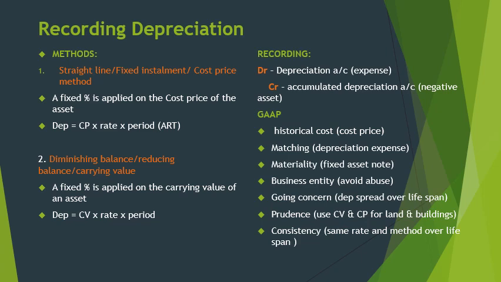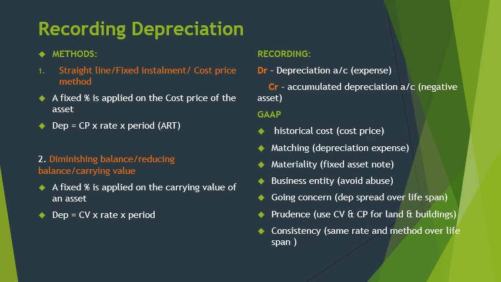So we are going to say depreciation is equal to cost price times the rate divided by 100 times the period divided by 12. So an asset depreciates based on the period it was used in our business. So period is very important as we do depreciation calculations.